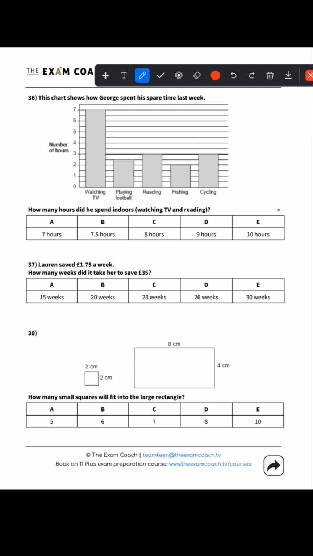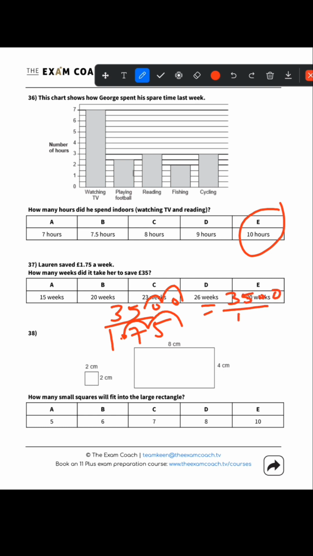37. Lauren saved 1.75 pounds a week. How many weeks did it take her to save 35 pounds? So we'll divide the numbers. If 1 week takes her 1.75 pounds, to save 35 pounds, see how many times 1.75 can go into 35. So that'll be 35 divided by 1.75. Of course, we can move the decimal points. We move it 2 places, and fill it up with zeros. That'll be 3,500 over 175. 175 goes here 1 time, 175 goes here 2 times. So we're left with 20. So it took her 20 weeks to save that.